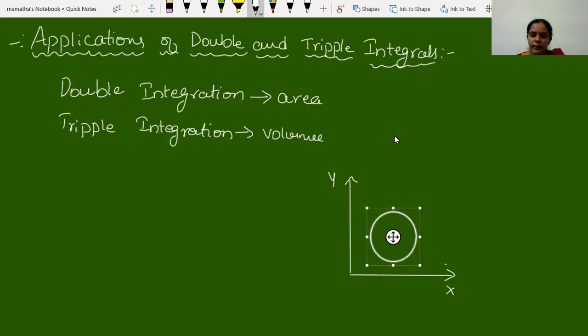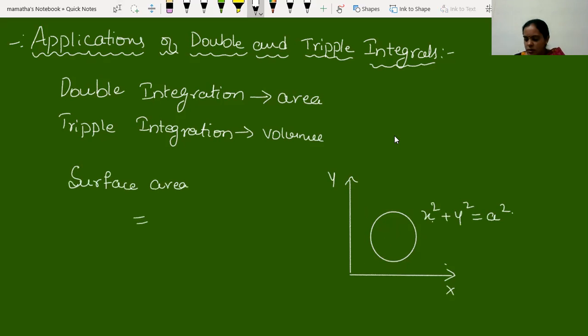So how will we represent the sphere? The equation is given by x square plus y square is equal to a square. Now the surface area is given by the double integral of x square plus y square into dx dy. So this gives you area, since we have taken x square plus y square as the integrand because of our equation of a sphere.